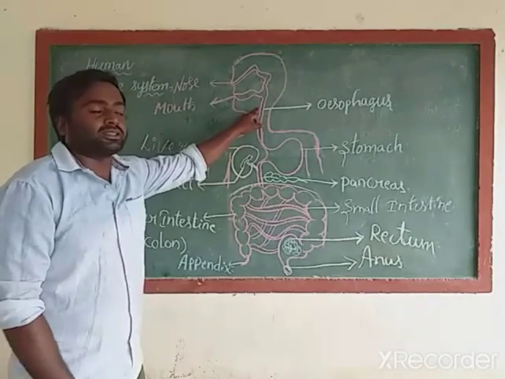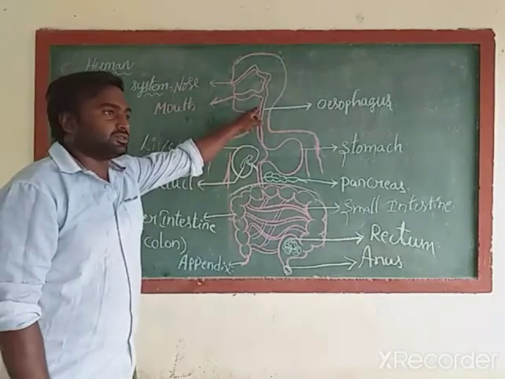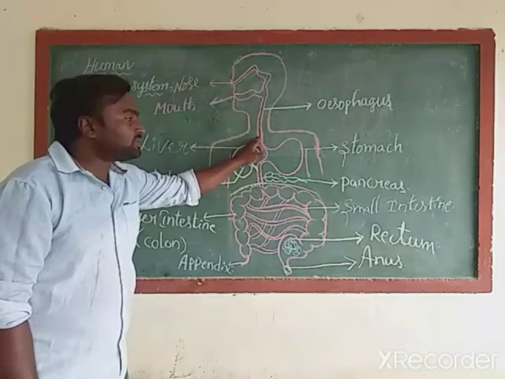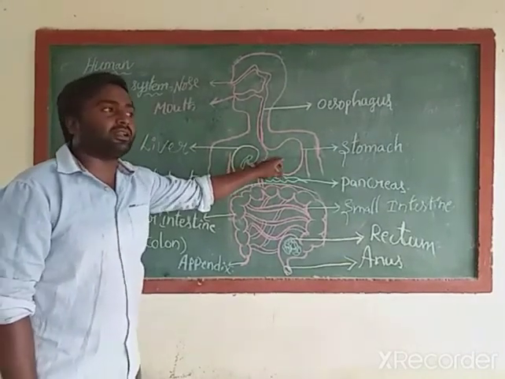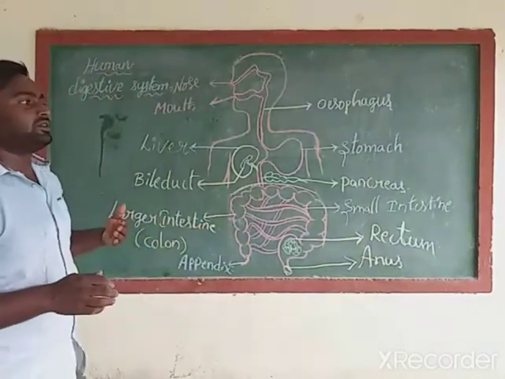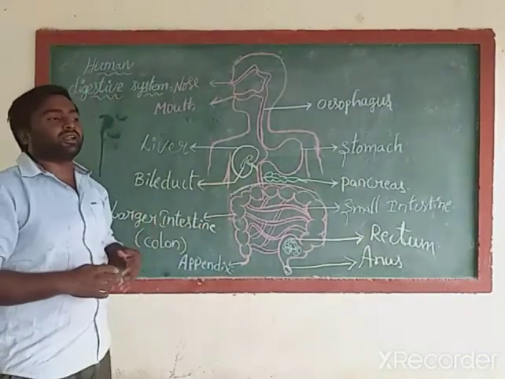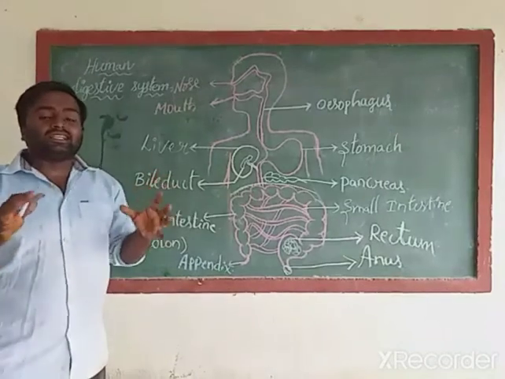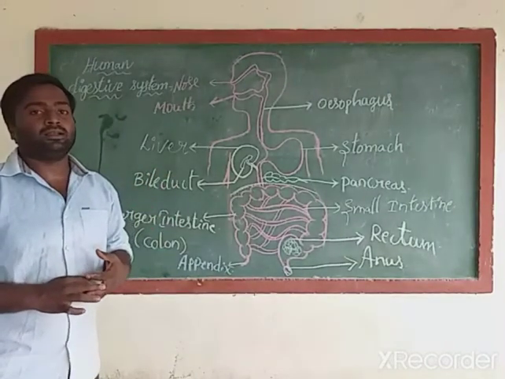That pipe-like structure is called the esophagus. Through this esophagus, food will move into the stomach. Whenever the food materials enter the stomach, then what will happen? The stomach acts like a mixer and grinder, which means it digests all food materials.